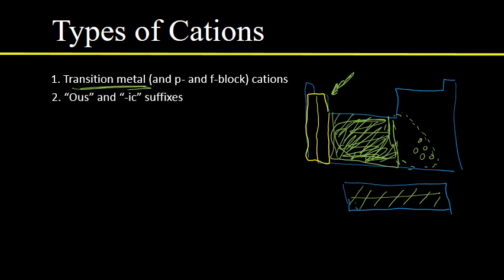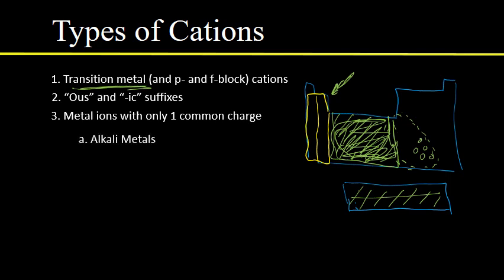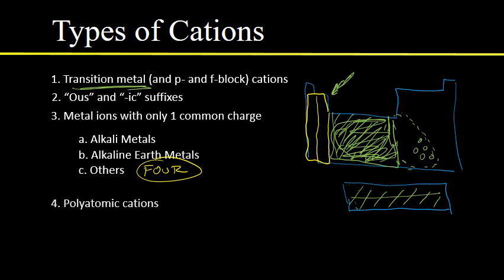All right, we'll look at ous and ic suffixes used in nomenclature. We're going to look at metals that have only one common charge, and that's really important. Those include the alkali metals, the alkaline earth metals, and a couple of other metals that are special cases, and there are 4 of those. We'll see those later. And then we'll look at polyatomic cations. There are only 2 of those, which is nice.